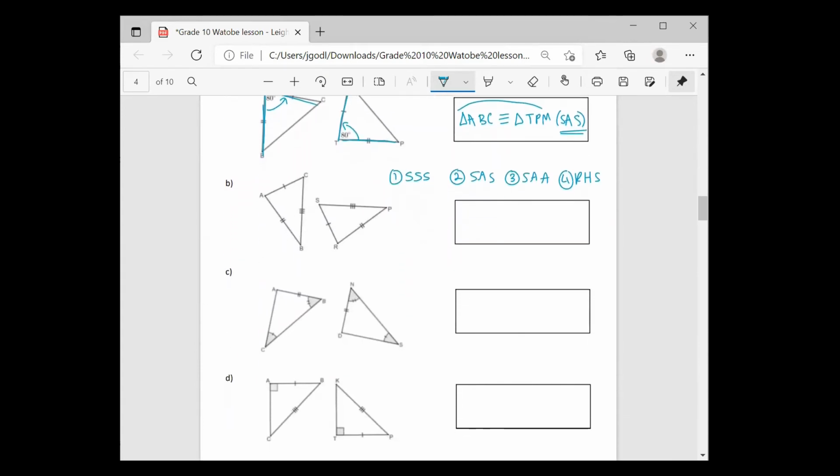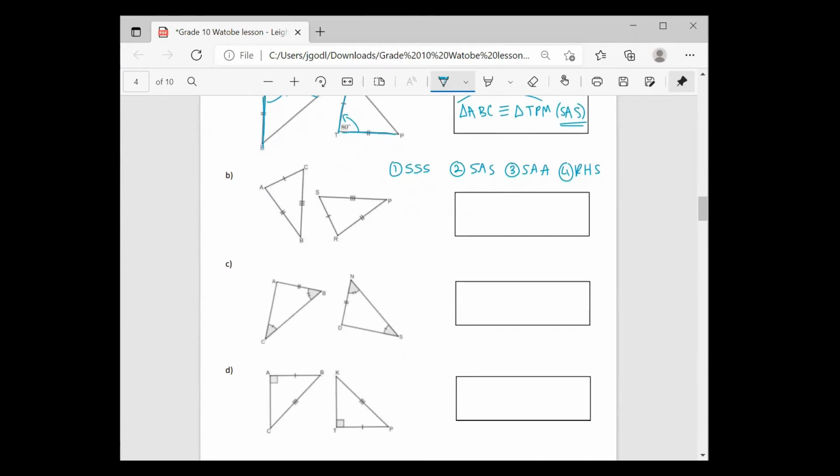Okay, so we're going to look at these three sets of triangles, and I want you to tell me what my reason would be for B, what my reason would be for C, what my reason would be for D. And when you're happy, chuck your answers in the chat for me, and then we can see if everyone is on the same page before we start going on to the harder questions.